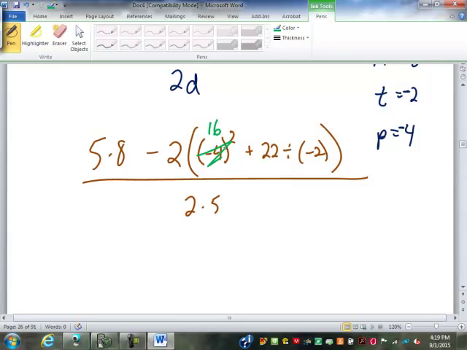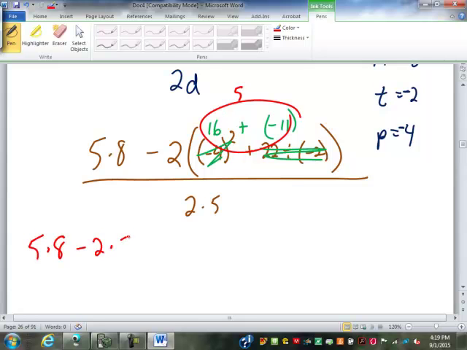Negative 4 squared is 16, positive 16. And then 22 divided by negative 2 is negative 11. And then 16 plus negative 11 is a 5. So we have 5 times 8 minus 2 times 5. I can get rid of the parentheses since that's positive. I don't need to isolate the negative anymore.